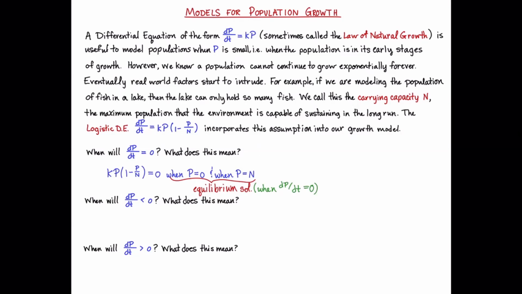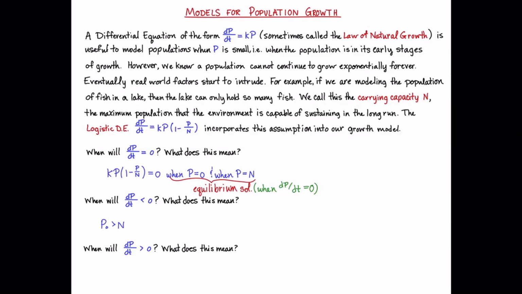When is dP/dt negative? So in what situations will the growth be negative or declining? If you think about our fish model, it makes sense that if we're overstocking the lake, then that population will decrease until we reach the carrying capacity. Algebraically, if we have our population greater than N, then the population will continue to decrease towards N. It won't actually reach N, but it will become infinitely close to N as time goes on.